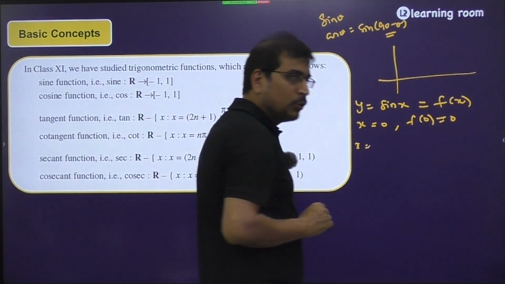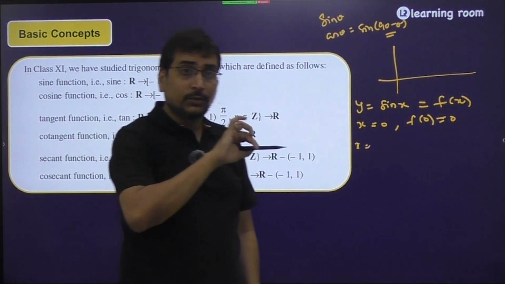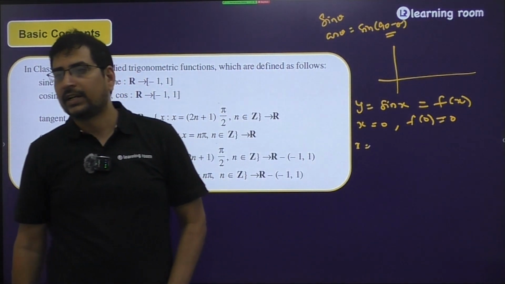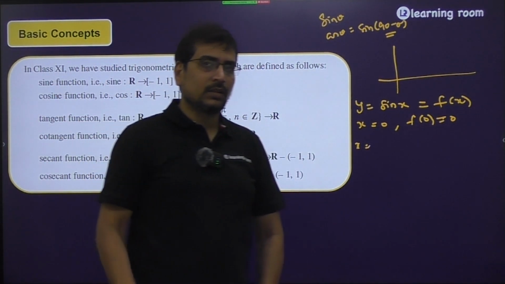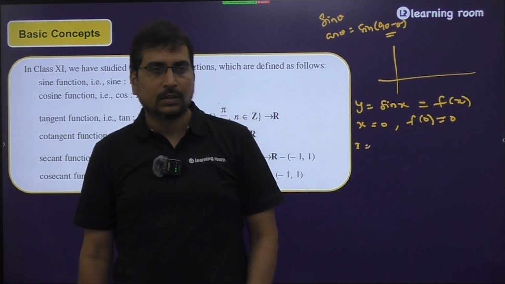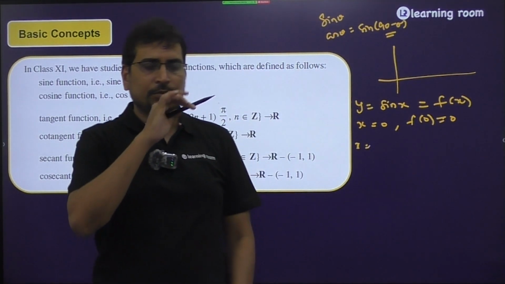Next, if I substitute x is equal to 30, instead of me saying 30 degrees, what would be the value in terms of radians? How did we get that in the first place? 180 by 6, which means you should divide by 30, no?